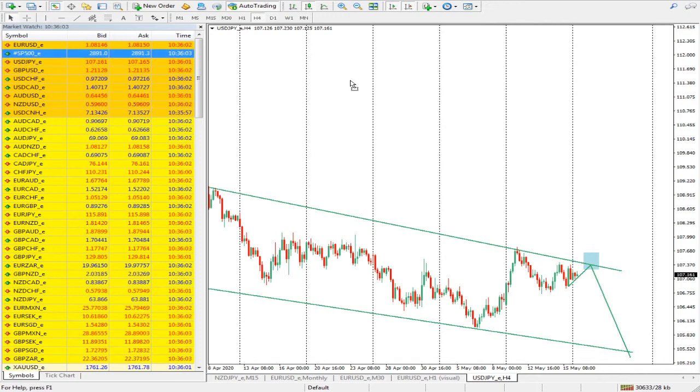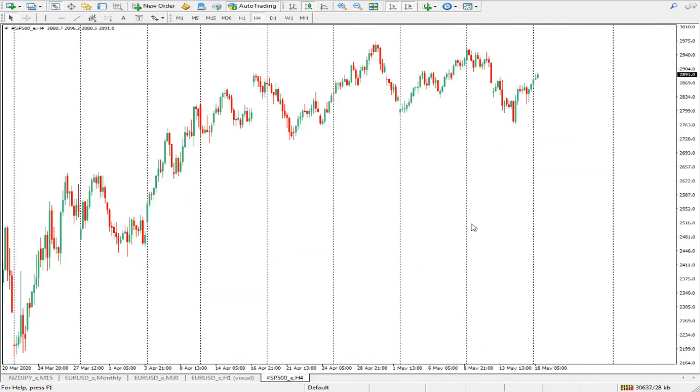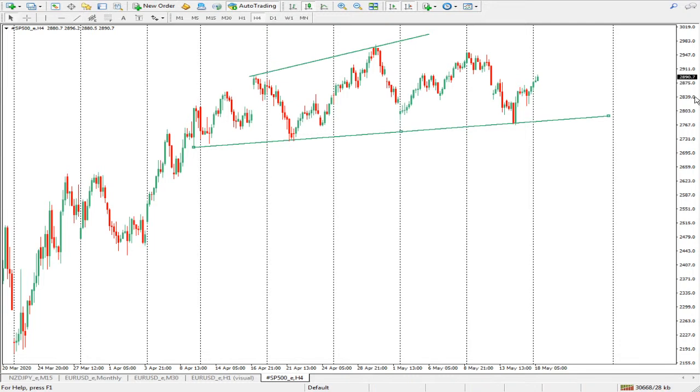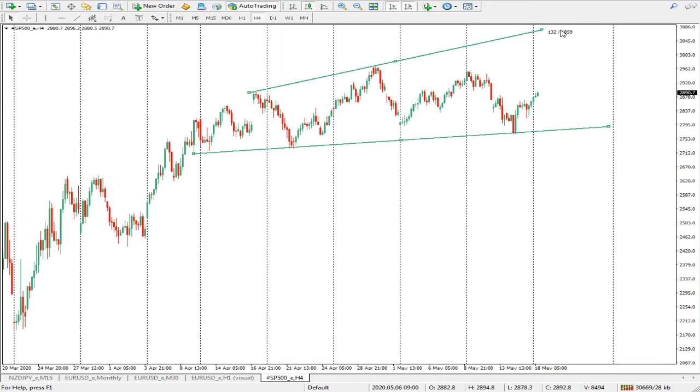So the next symbol is SP500. So this is upwards. As you can see, the price continues to move to the upper side, and we are within an expanding wedge formation. If you draw your lines like this, and then you also draw another one from the top, you can basically see that we are within some expanding wedge formation.